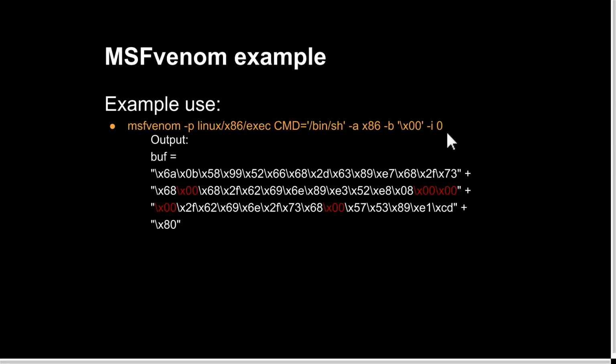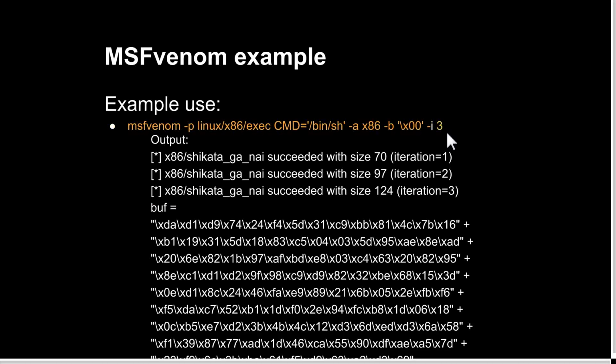So here's an example where I've instructed it to iterate 0 times. So there's no encoding done whatsoever, and you can see that there's actually no bytes being generated, and thus if this is used in any sort of buffer overflow, this will fail.